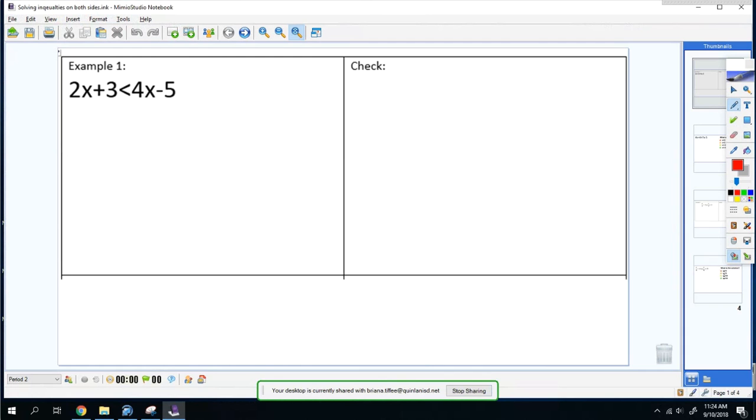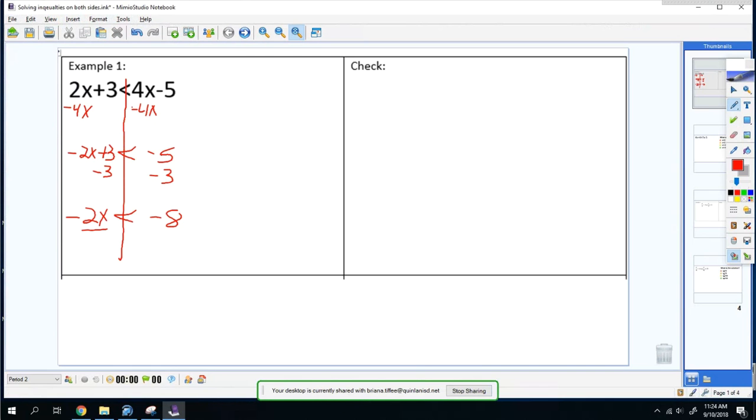So we have this inequality. Okay. So you draw your line. I always like to make my variable get to the left side. So I'm going to subtract 4x from both sides. Okay, so now you have negative 2x plus 3 is less than negative 5. So now we subtract 3 from both sides. So now you have negative 2x is greater than negative 8.